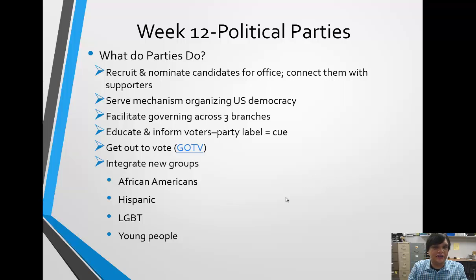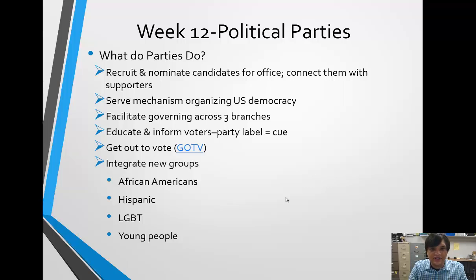They facilitate governing across all three branches, no matter who controls which branch. Say the Republicans control the executive and Democrats control the Congress, or Democrats control the executive and Republicans control the Congress. They facilitate that governing. The parties talk to each other. They try to get things going in terms of government, and they really serve the U.S. government overall.